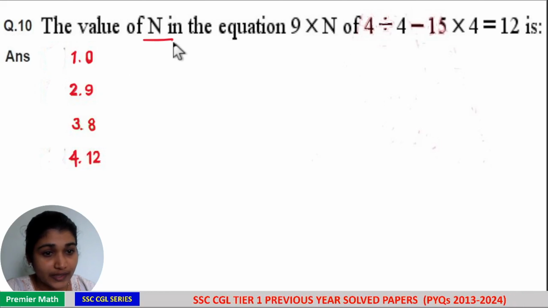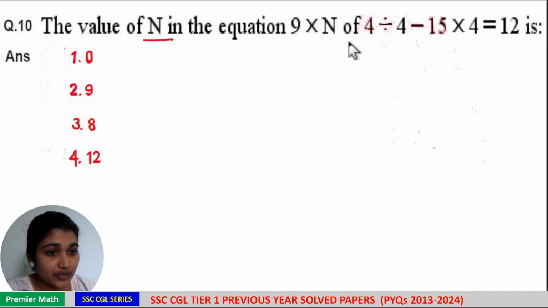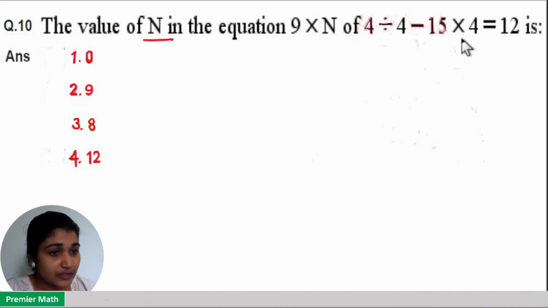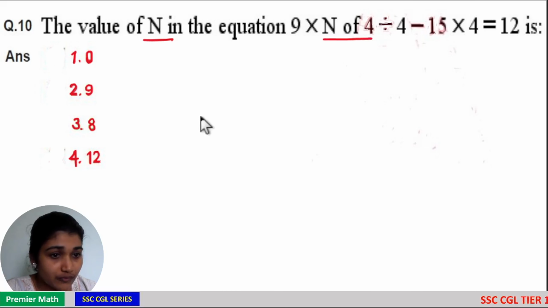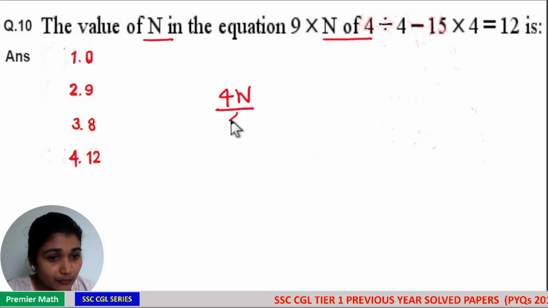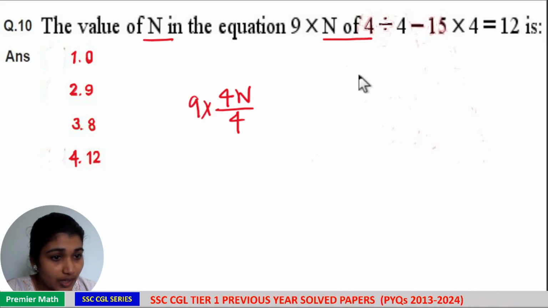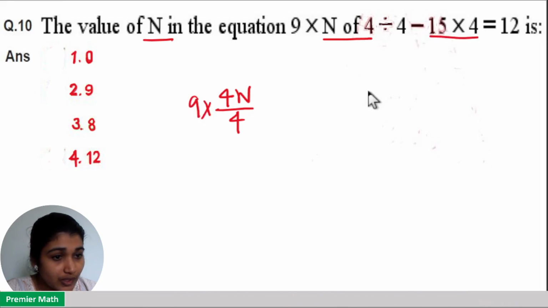The value of n in the equation 9 into n of 4 divided by 4 minus 15 into 4 is 12. Here first solve n of 4, which is equal to 4n. Then solve divided by 4. So 4n by 4. Here 9 into. And here we have 15 into 4. Minus 15 into 4 means minus 60, which is equal to 12.